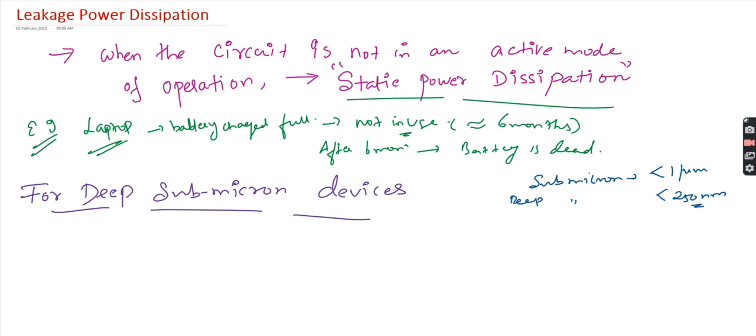So as the L keeps reducing, we are entering into deep submicron technology. At this condition there will be some significant contributors, some parameters that will affect the leakage power and affect the circuit. So let us see the circuit, and which mechanisms and factors affect the leakage power dissipation.